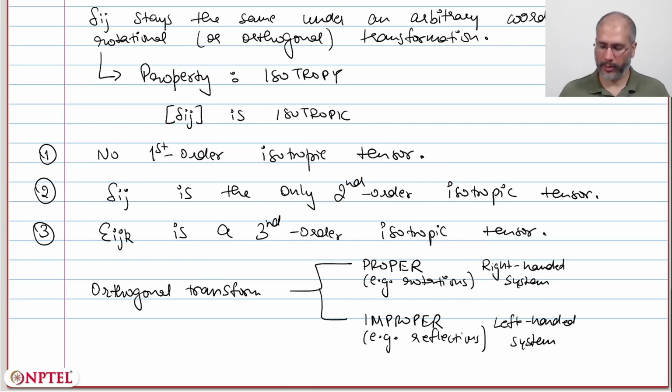For proper orthogonal transformations, the determinant of the transformation matrix is 1, whereas for improper ones, it is equal to -1. Now, we are not interested in improper orthogonal transformation, so we'll not go deeper into it. But the reason I discussed this at this stage is because epsilon is a third order isotropic tensor only under proper orthogonal transformations.